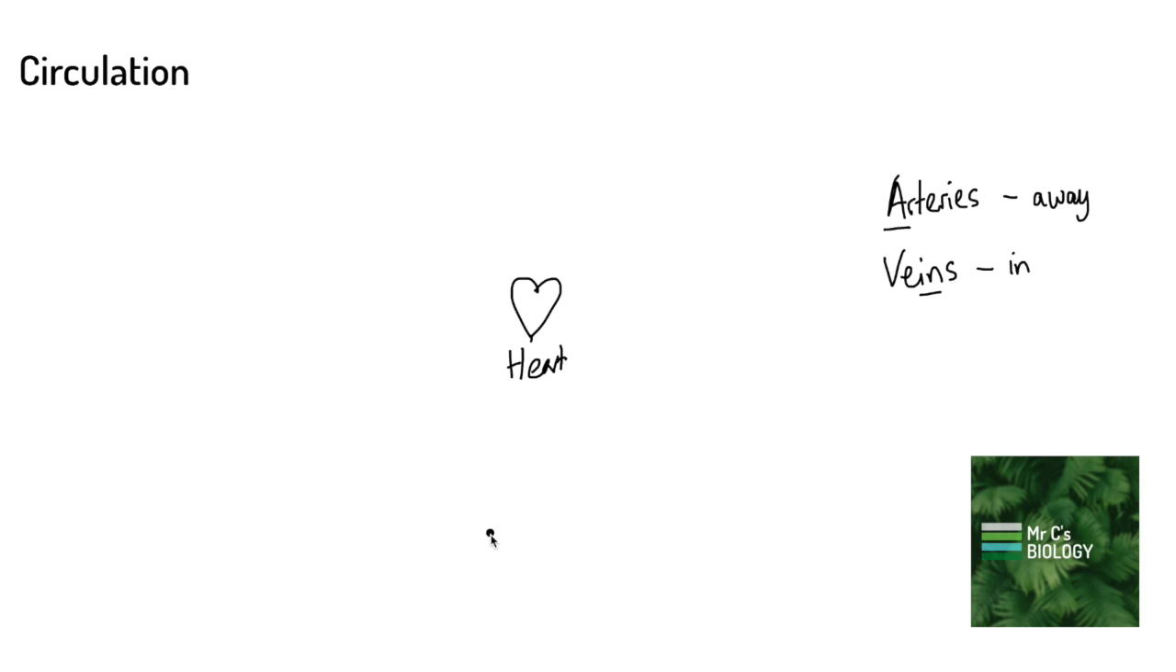In humans we have something called a double circulatory system. That means that it's actually two loops around the body. One loop goes from the heart to the body, and the other loop goes up to the lungs, and we've got different blood vessels that do each one.